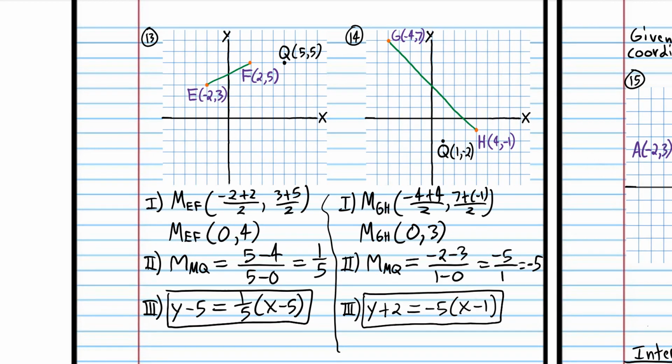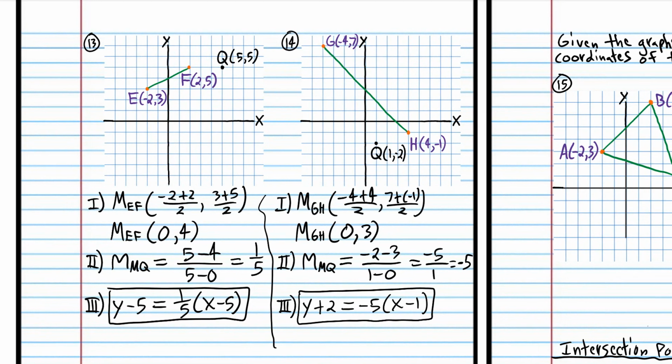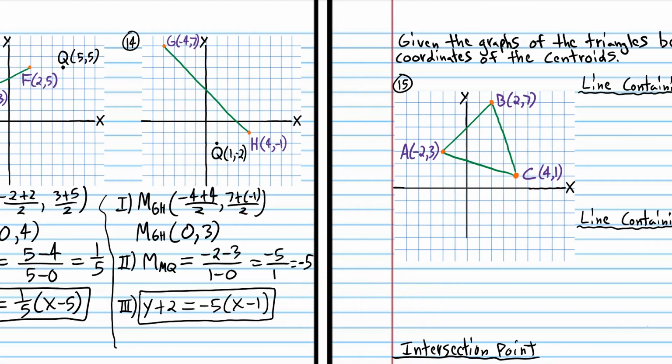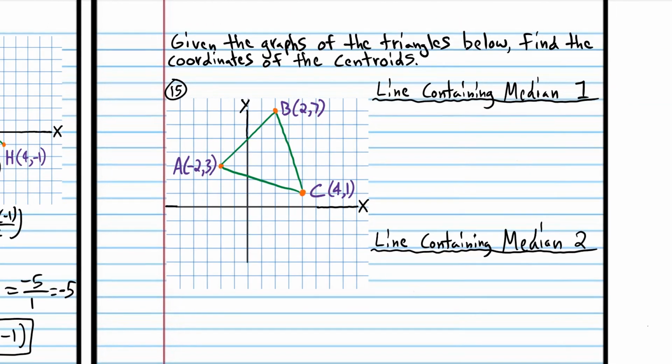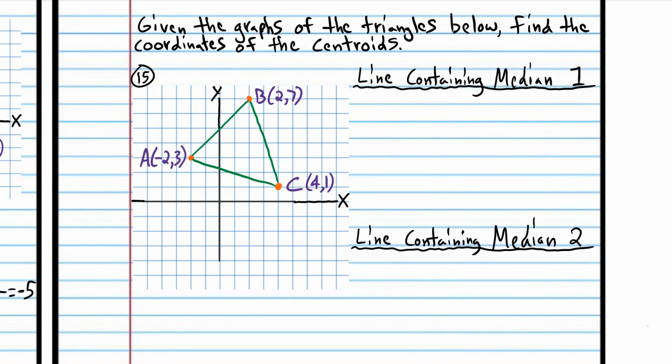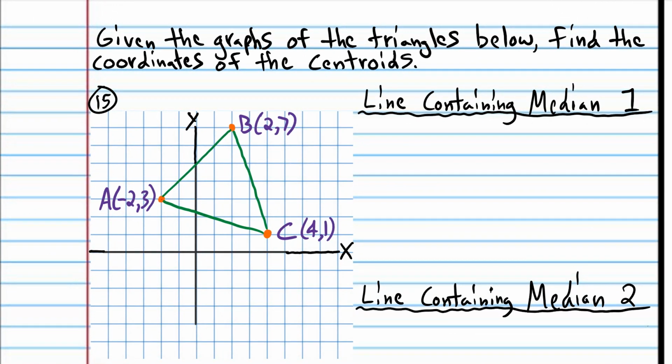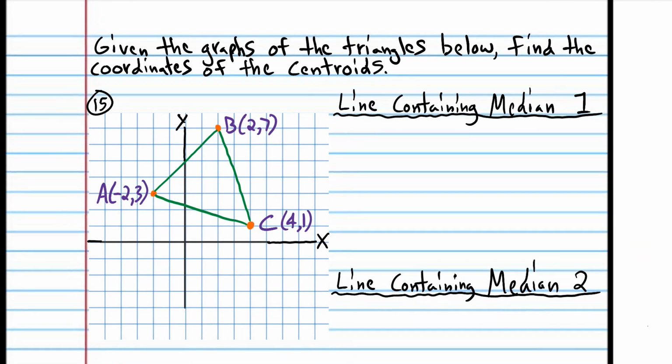So now we're going to use the knowledge that we just attained to find the coordinates of the centroid of a triangle. So we're going to draw two medians, just to give you an idea of what's going on here. I'm going to draw this median here, and I'm going to draw this median, and the point we're looking for is here, the centroid.